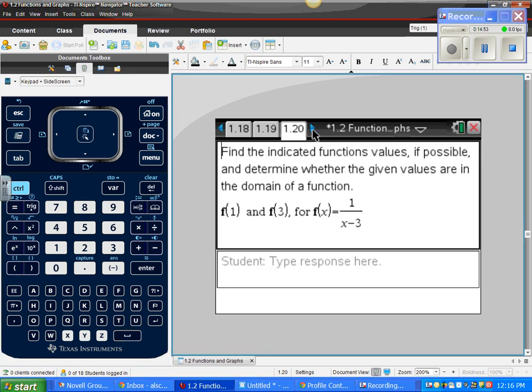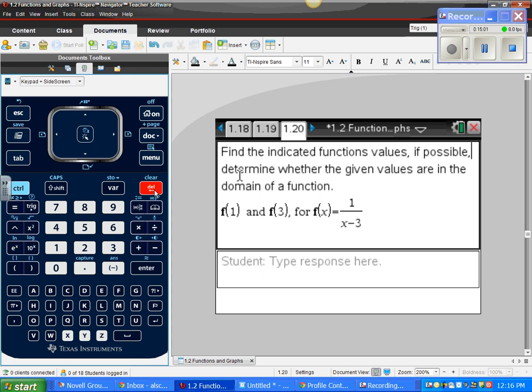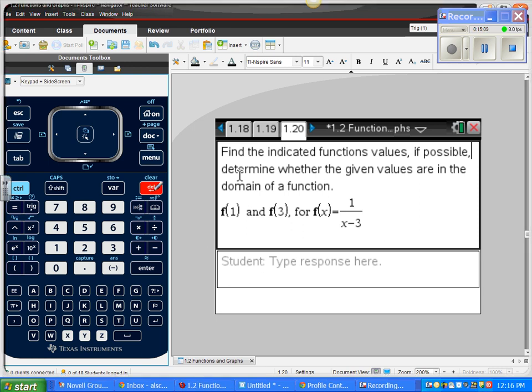Okay, so for the indicated function values, if possible, determine whether the given values are in the domain of the function. So f of 1 and f of 3. We're going to find out if each is in the domain of the function. What we're going to do is what we have been doing. We start by substituting. f of 1 equals 1 over 1 minus 3, so f of 1 equals 1 over negative 2. Since we got a number back, negative 1/2, that is a member of its domain. So this one's a big yes.